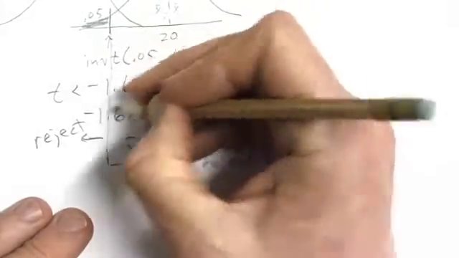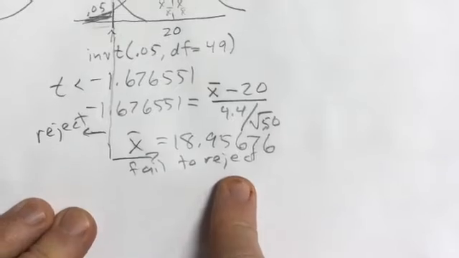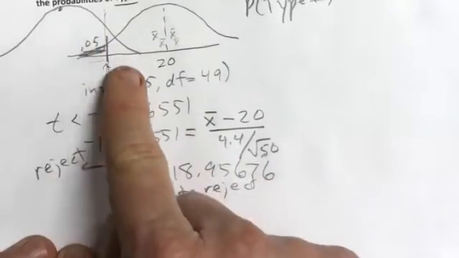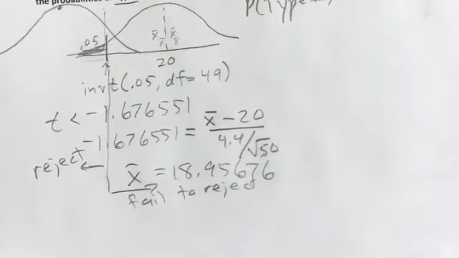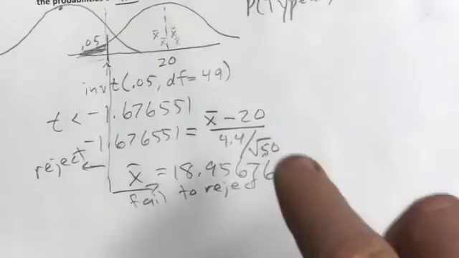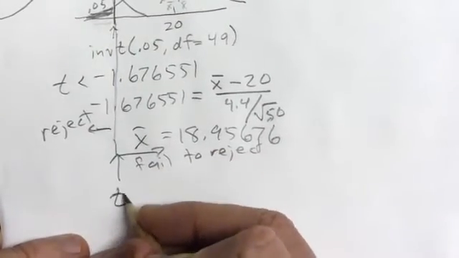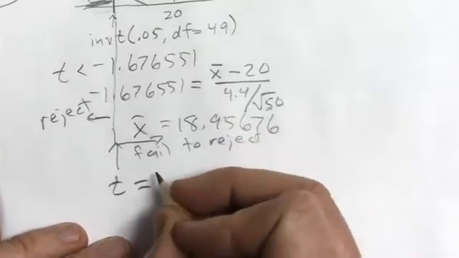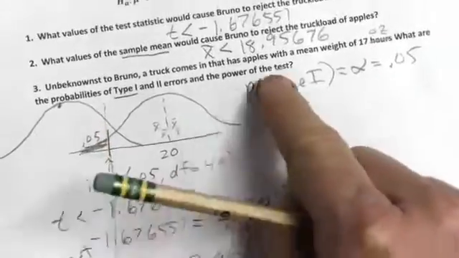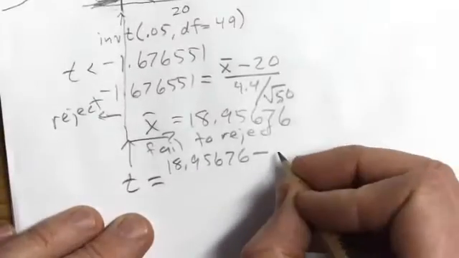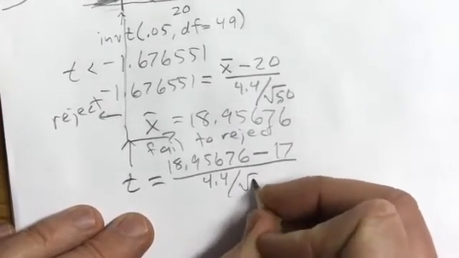In other words, everything above 18.9567. What percent of this curve is above 18.9567? If we were working with a normal curve, we could just do normal CDF from that to infinity. But with a t-distribution, we have to find the t-score on this curve. So the t-score at this point, our t test statistic, is our x bar, 18.95676, minus 17, the true value, over 4.4 over the square root of 50.